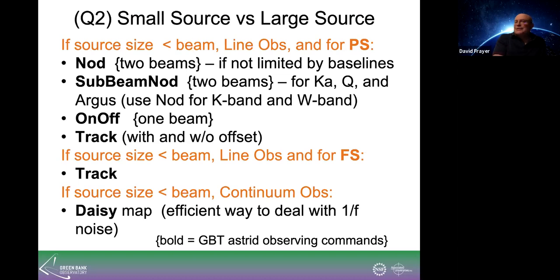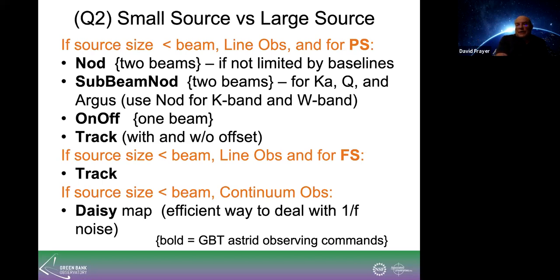Then it's a question: is it a small source or a large source? Large sources, you tend to want to do mapping. On small sources, smaller than your beam, there are different options you can use. If you're at high frequency and have two beams, you can do the nod, as I was mentioning before, where you can move the antenna and put the source in beam 1 and then in beam 2. So you're always on a source. Subbeam nod, you do the same thing, but you do it with the subreflector.